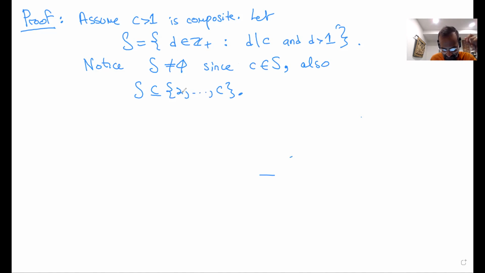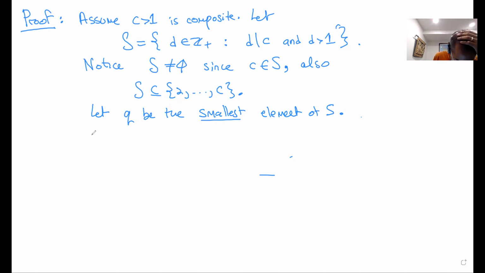Now I'm going to do something which is done a lot in proofs. I'm going to choose the smallest element of this set. So let Q be the smallest, that means the least as an integer, element of S. Now we'll show that this has to be prime. That means we have to show that nothing else besides 1 and Q divides Q.